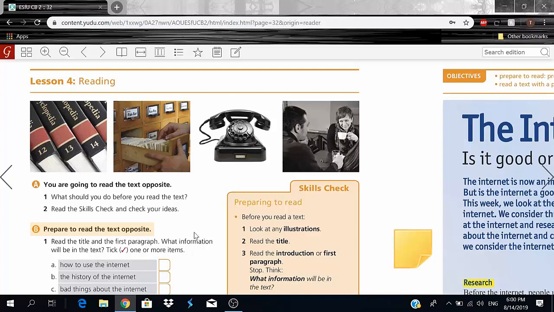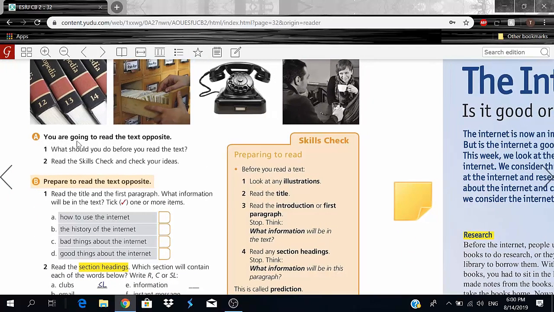Now, let's actually move on to exercise A. You're going to read the opposite text. Okay, so this one right here. What should you do before you read the text? Okay, now let's read the skills check so we can actually understand what we should do when preparing to read a text.